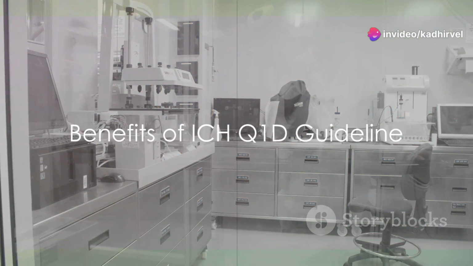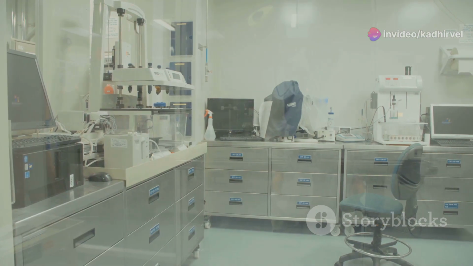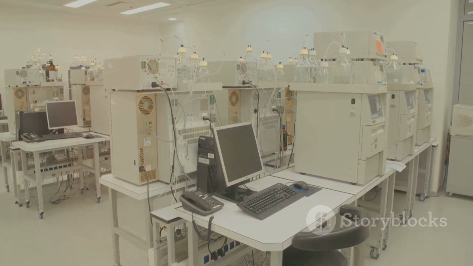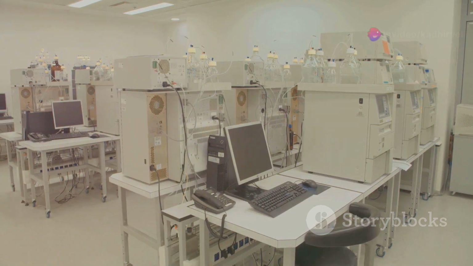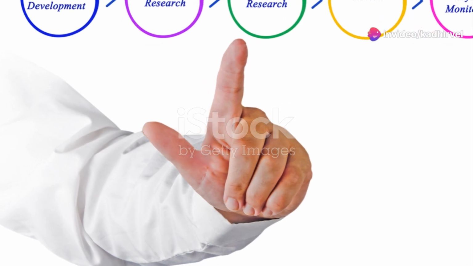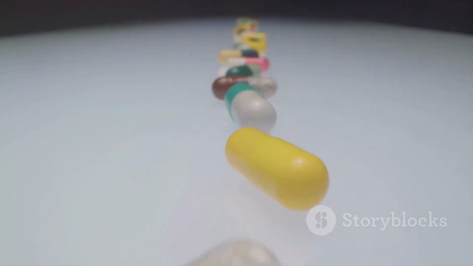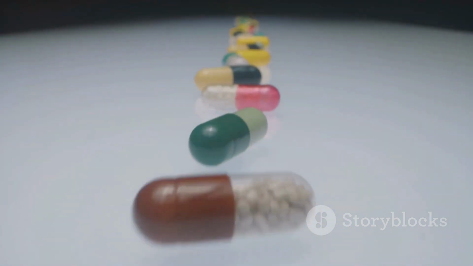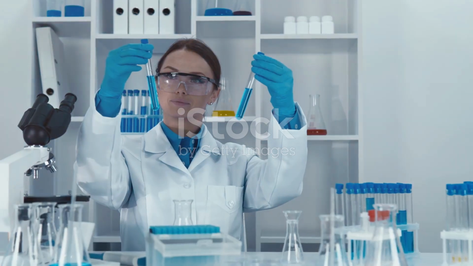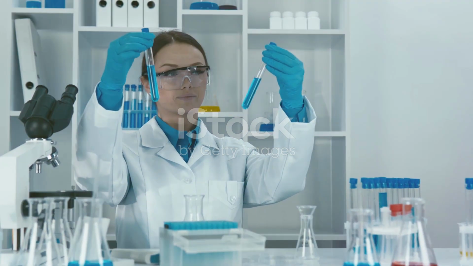In a nutshell, the ICH Q1D Guideline is a valuable tool for streamlining stability testing protocols. By adopting bracketing and matrixing designs, pharmaceutical manufacturers can reduce the time, resources, and costs associated with stability testing. And the best part? They can still ensure the reliability and integrity of stability data for regulatory submission and approval. So the next time you ponder the challenges of stability testing, remember the ICH Q1D Guideline. It's a game changer, making stability testing in the pharmaceutical industry more efficient and manageable.